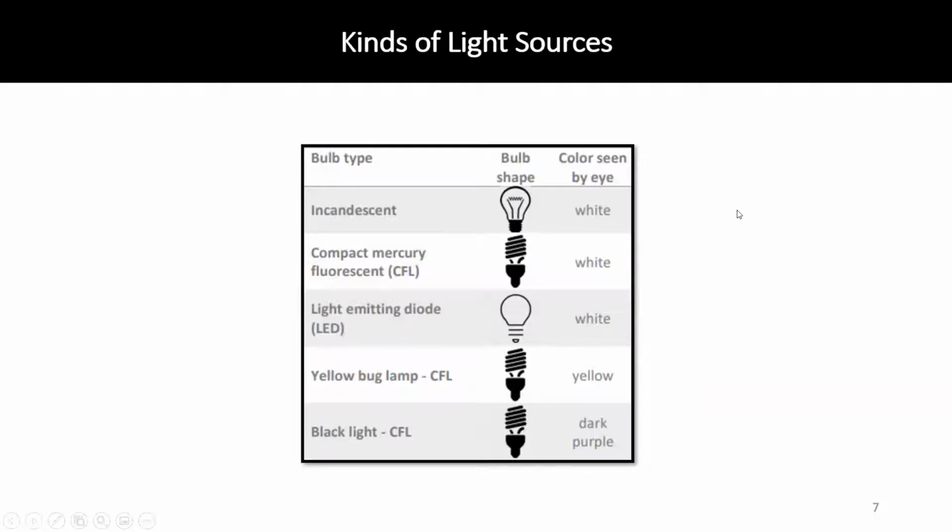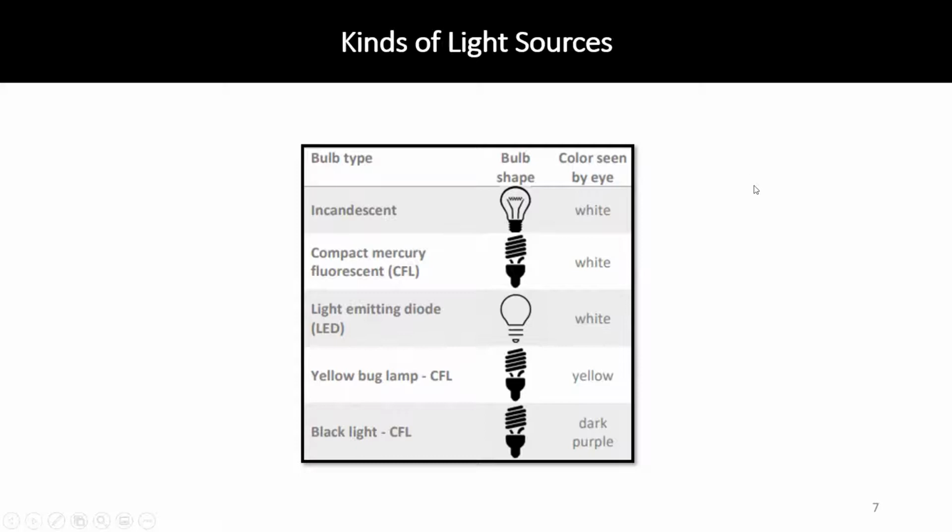All right, well, I hope what you can see behind me is a table with a couple of different light bulbs on it. So what I'm going to do is I'm going to turn off my overhead light so we can look a little bit more closely at all of these light bulbs. So we're going to look at a couple different kinds of light bulbs. We have an incandescent, a compact mercury fluorescent, a light emitting diode or an LED, a bug lamp, and a black light.